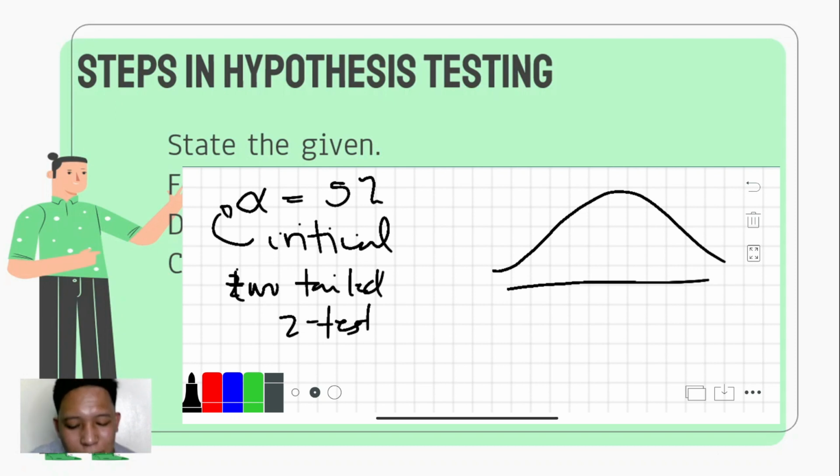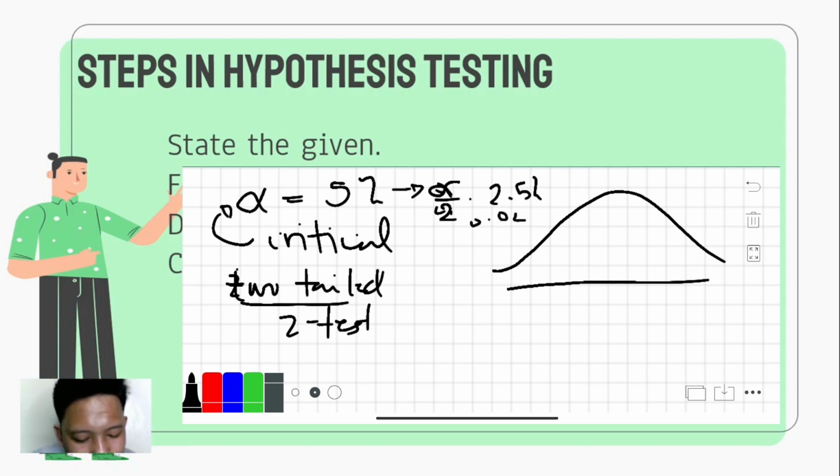Ibig sabihin, yung 5% mo is madidivide into 2. So, magiging alpha over 2. Bakit? Bakit magiging alpha over 2? Kasi nga, two-tailed yung z-test natin. So, that is 2.5% or 0.025. Okay? So, ito po yung magiging alpha level natin. At ito po yung titignan natin sa ating table. Either the t-table or the z-table. Depending upon, again, our test procedure.